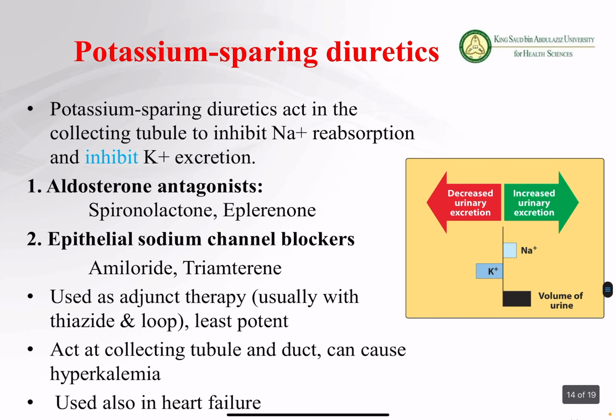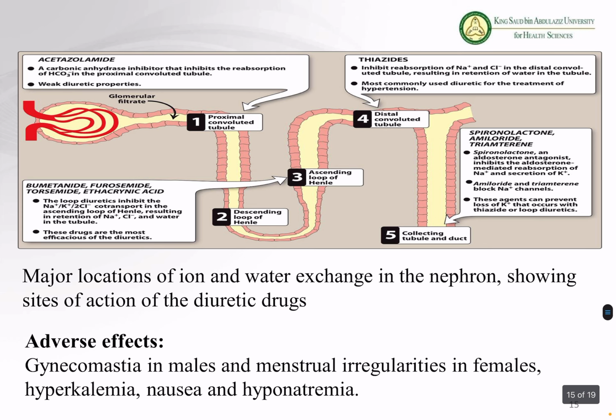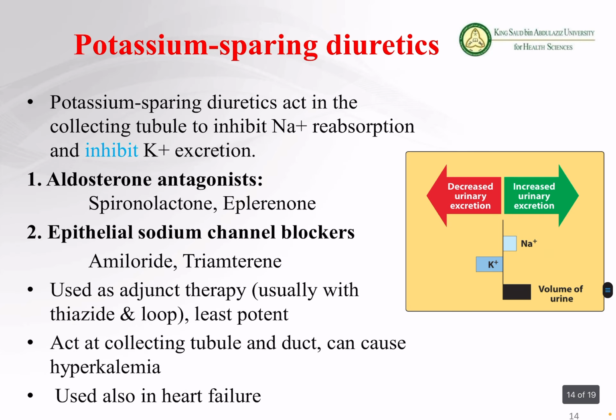Because they are the least potent, sometimes we combine potassium sparing diuretics with the thiazide diuretics, or sometimes with the loop diuretic. That's why it's written over here that these drugs are used as an adjunct therapy, usually with the thiazide and the loop, because they are the least potent drug.